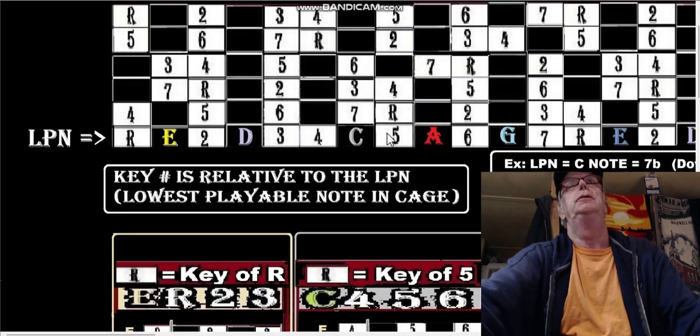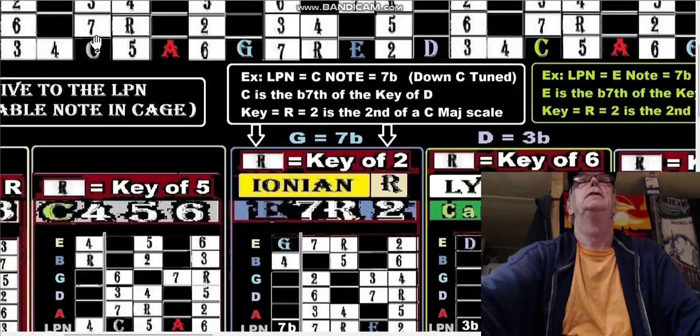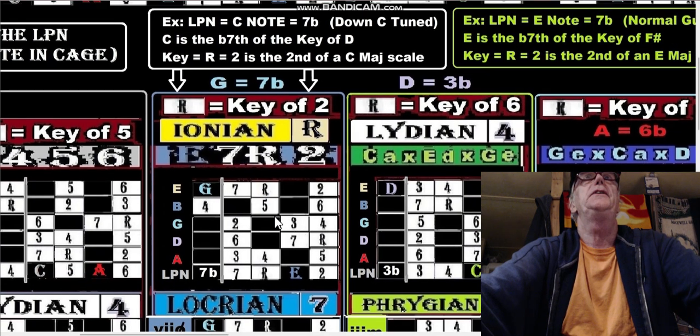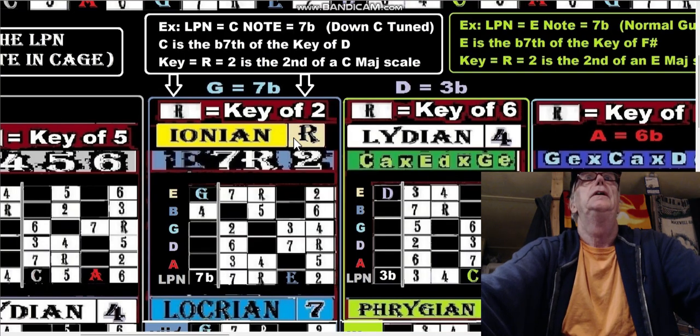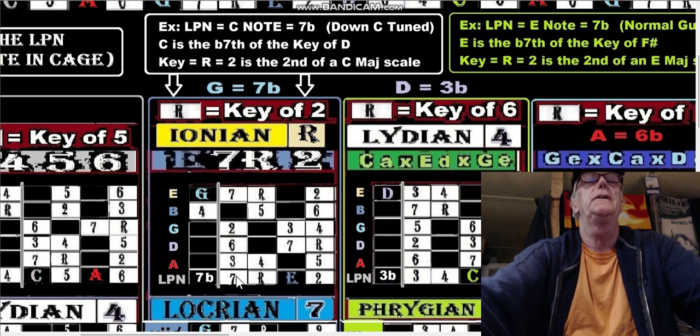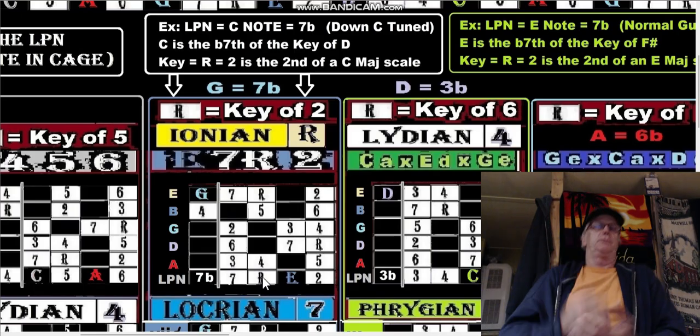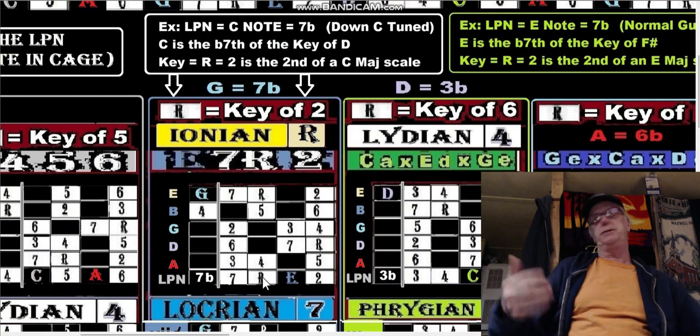Okay, we're back. So let's read some of these notes. Example, the lowest playable note equals C note equals 7 flat in this particular cage. It's an Ionian scale, you can see, because that's the scale we're going to play here. We don't have a whole lot of choice, although in this Locrian box here, it says Ionian because we could start the root here. Sorry, my bad there. In the Locrian box, we've got buddies, 7 and root. So we can do our Ionian scale, and we do that all the time.